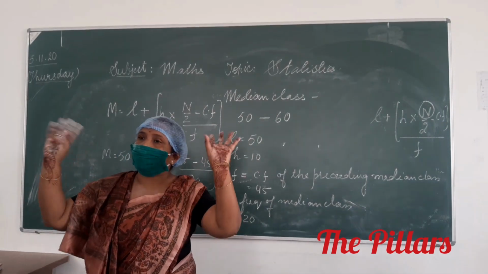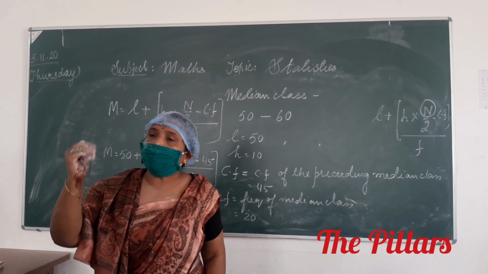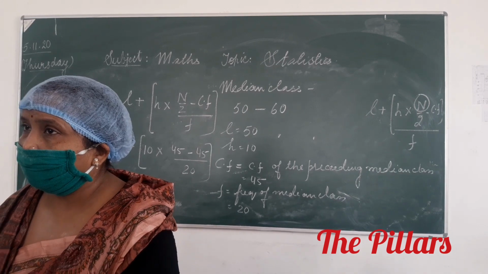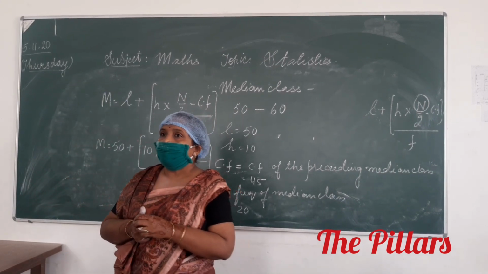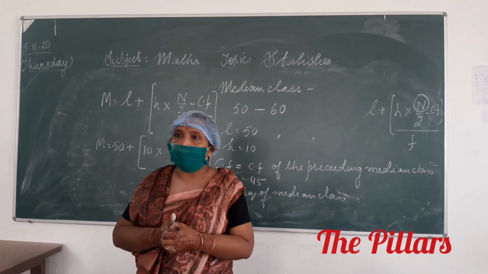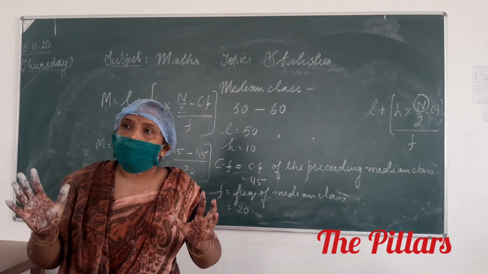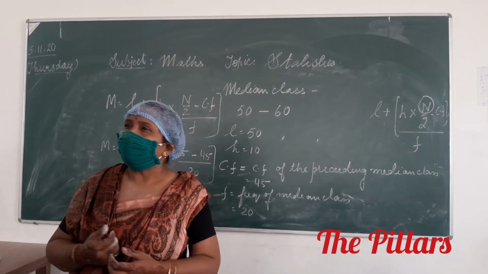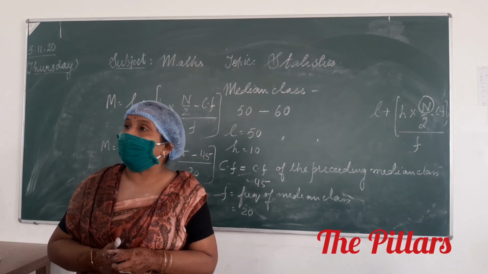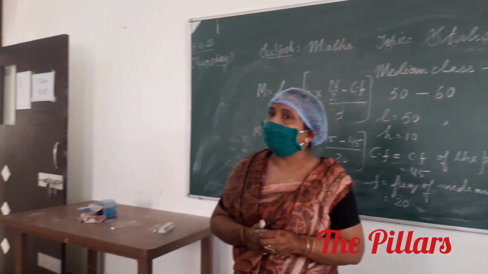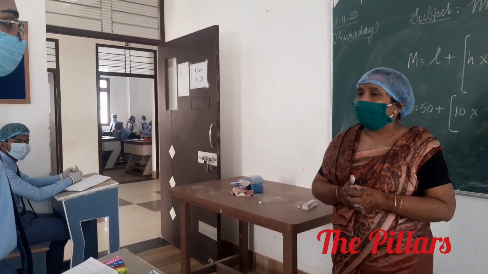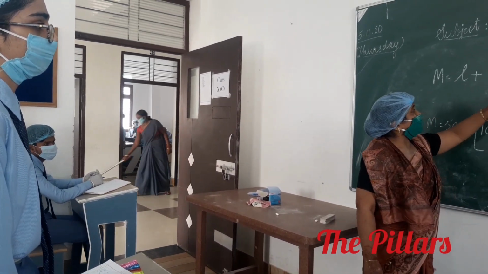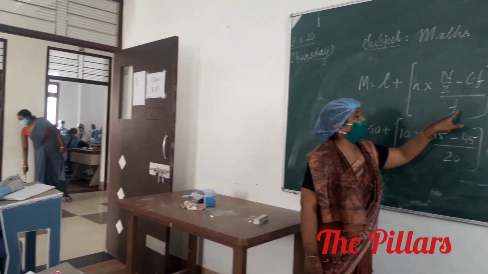Don't look onto the board. Vishnu, what is the formula to find out median of grouped data? First of all, find out the median class. What is the formula? Tell me. L plus H into N by 2 minus CF upon F.